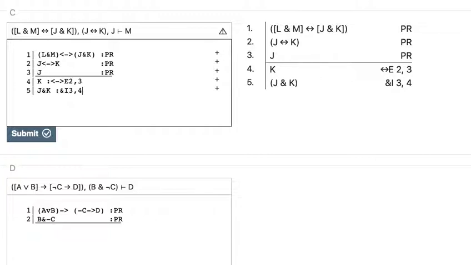Now the reason why I'm doing that strategically is because there's a J and K here. If I had J and K, I could use the biconditional on line 1. And when I do that, it gives me L and M.